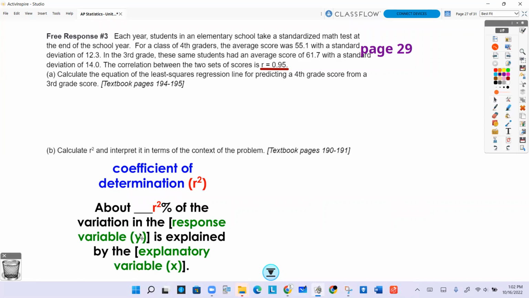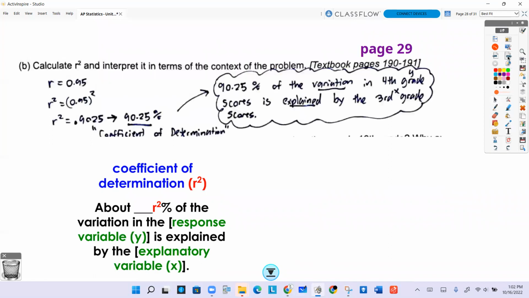About this percent of the variation in the response variable is explained by the explanatory variable, X. So since it's 0.95, we'd square that and get 0.9025 and convert it to a percentage. That's called the coefficient of determination. And we'd say 90.25% of the variation in the 4th grade scores, the Y values, is explained by the 3rd grade scores.